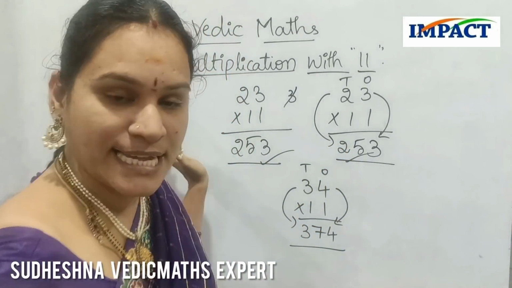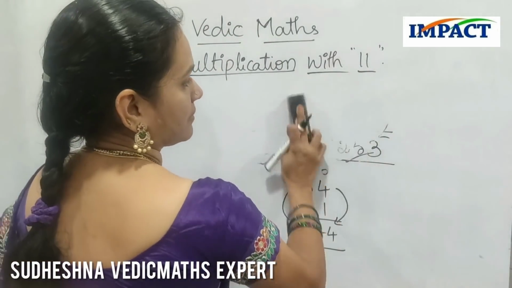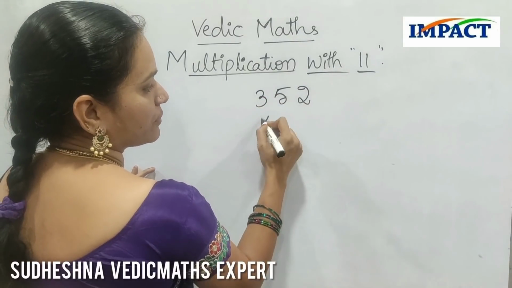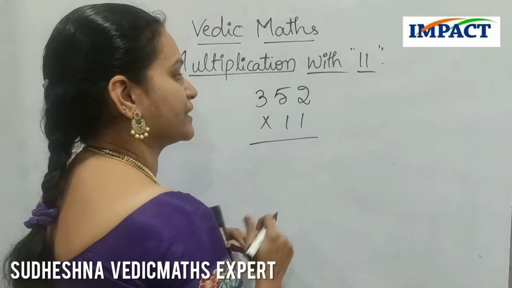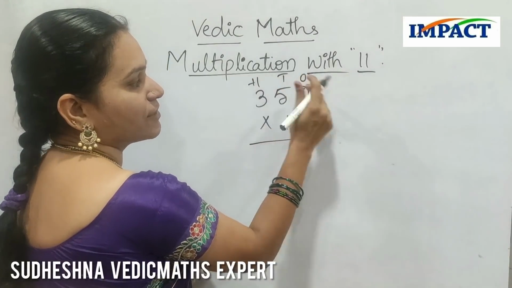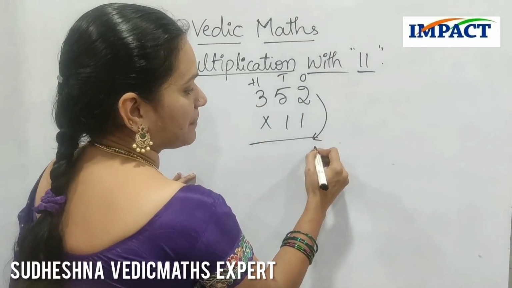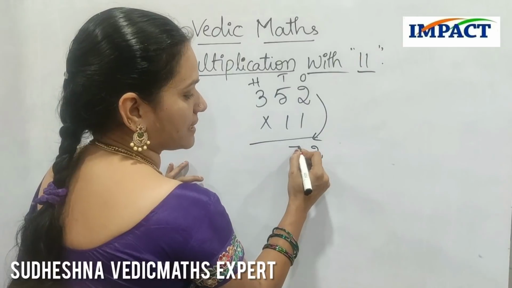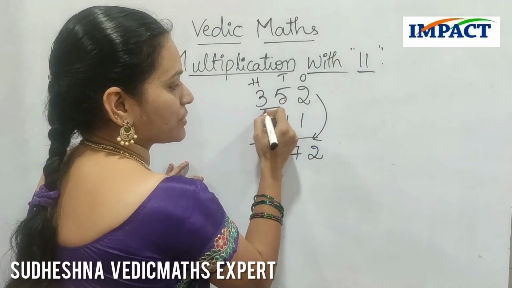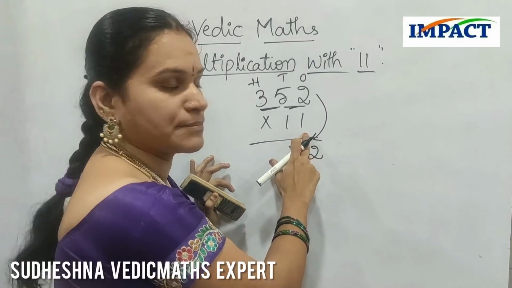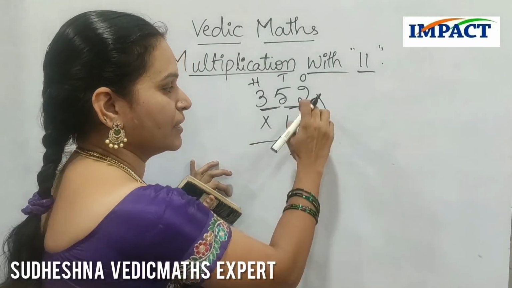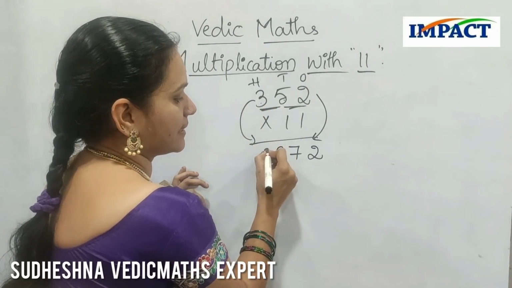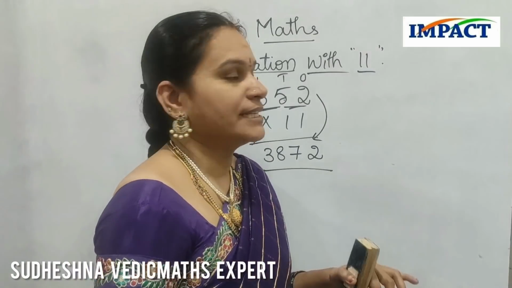Now I will tell you one more example. That is 352 into 11. See, if you observe, this is a 3-digit number. I think you know these place values, ones, tens and hundreds. Right? I am writing the ones place as it is. Add these two numbers. 2 plus 5 is 7. Again add these two numbers. Because here 11 is a 2-digit number, we are adding two digits at a time. 2 as it is, 5 plus 2 is 7, 3 plus 5 is 8, and 3 as it is. Yes, is it clear? Yes.